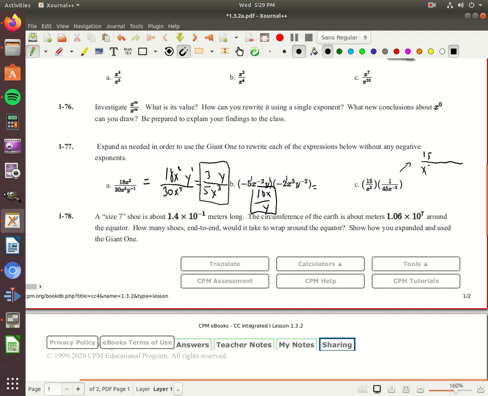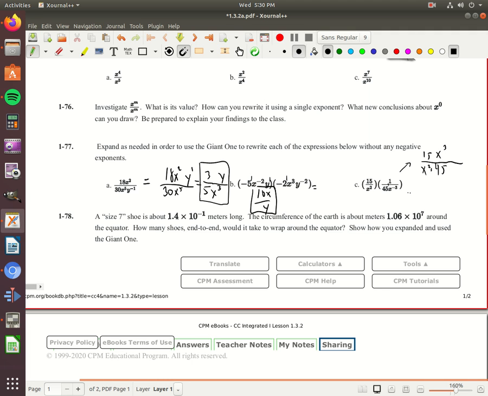X squared positive stays on bottom. 1 positive stays on top. Doesn't really matter, right? 15 times 1 is 15, so I'll just leave that. I'll ignore that 1. This 45 is going to stay on bottom, though, because that's 45 to the first power. That x to the negative 3 is going to move up top and turn positive.